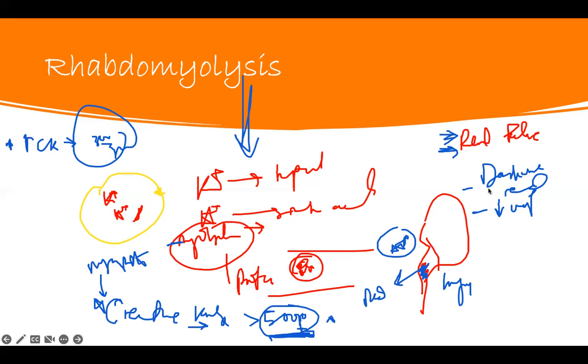If you see dark urine, signs of renal failure and decreased urine output. Signs of renal failure, you expect their creatinine to go up, their BUN to go up, and their GFR to go down. So that's a sign of rhabdomyolysis.